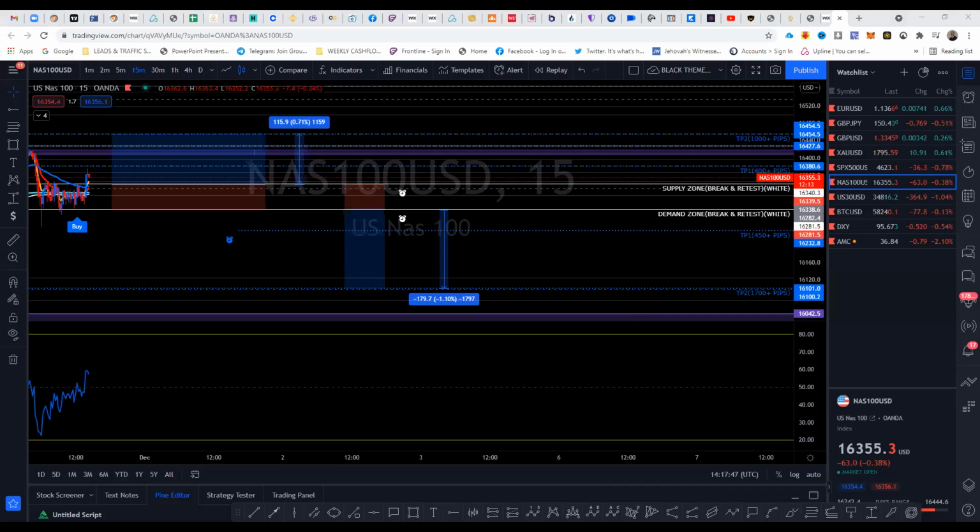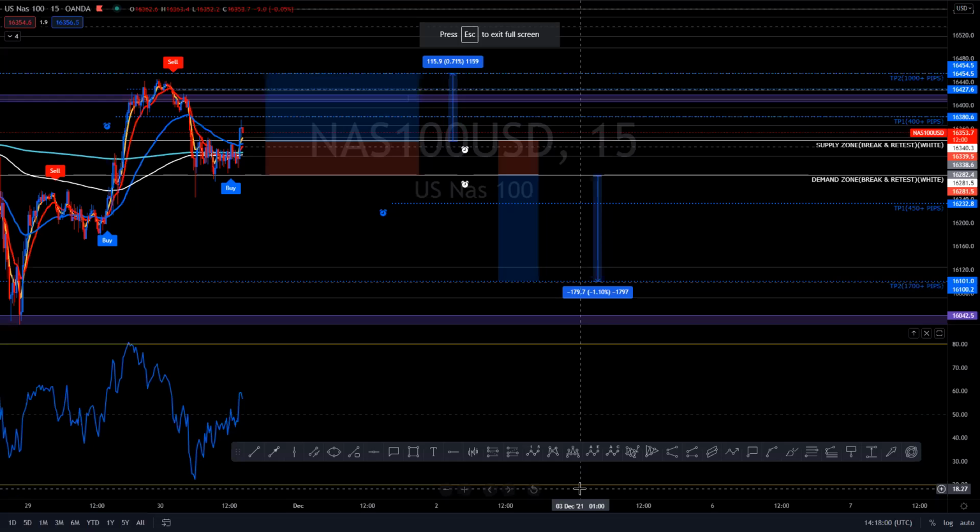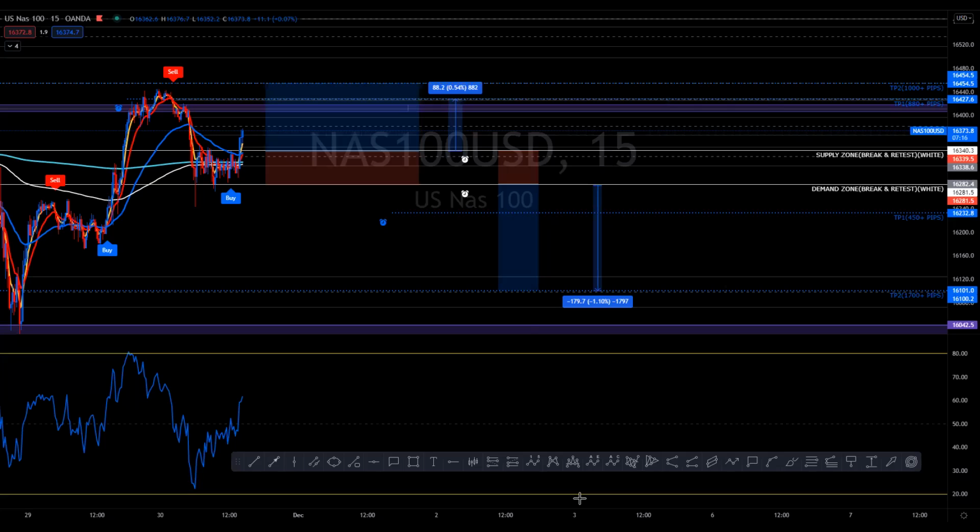It's 9:17. So we got a little bit over 10 minutes for the 9:30 bell. So we'll see what happens. All right, so we have less than 8 minutes. It looks like price is clearly trending up.